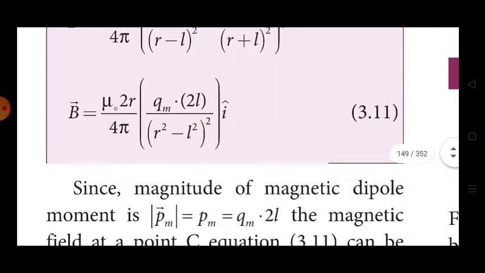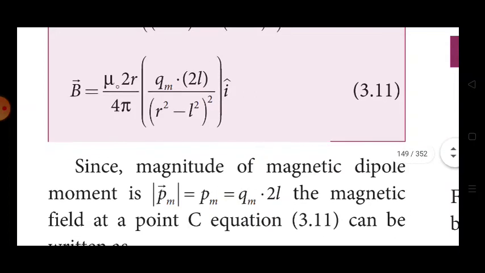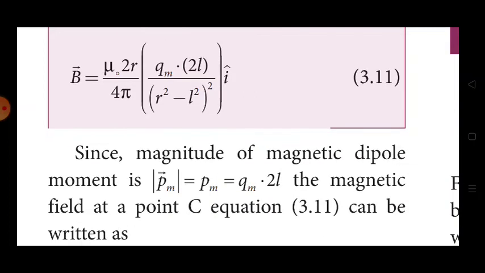Since the magnitude of the magnetic dipole moment is the modulus of P vector, Pm, is equal to Qm into 2l. What is meant by Pm, the dipole moment?